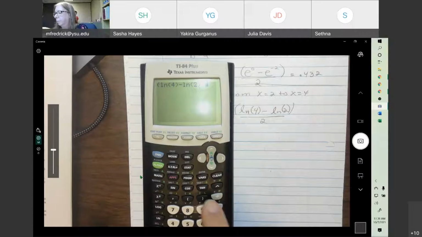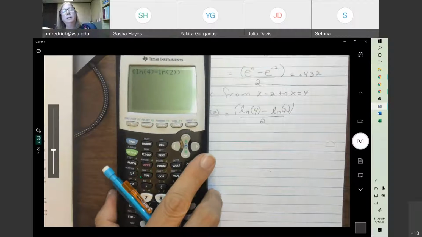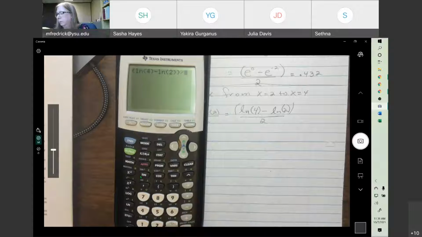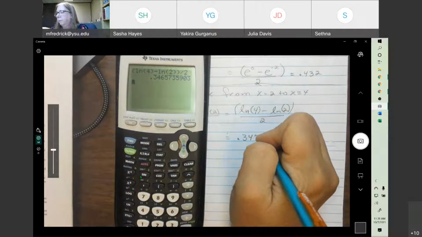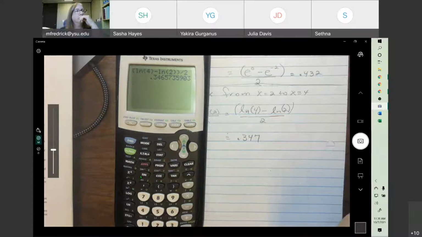And then I'm going to close the top parenthesis and divide by 2. 0.347. Is that what everyone got? Are there any questions on average rate of change? No?